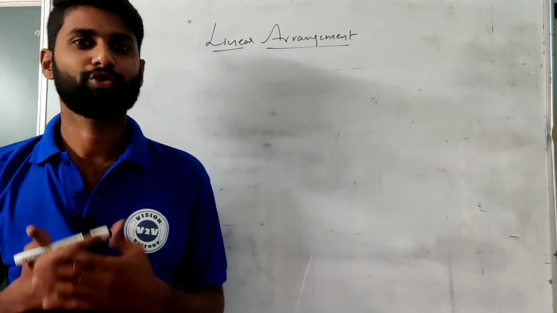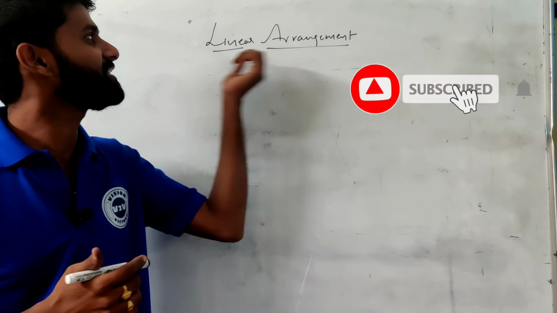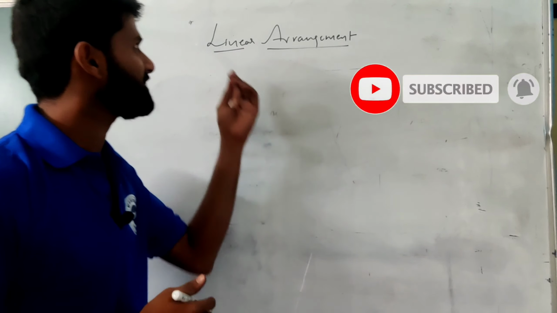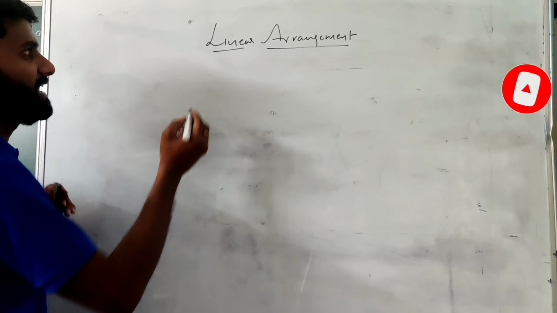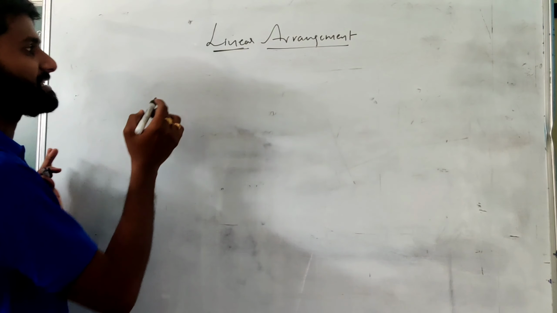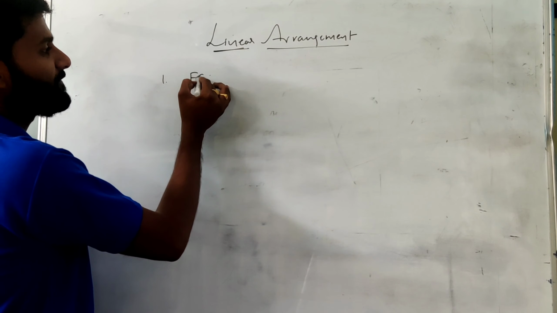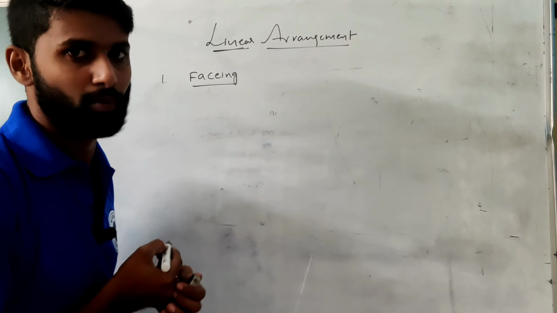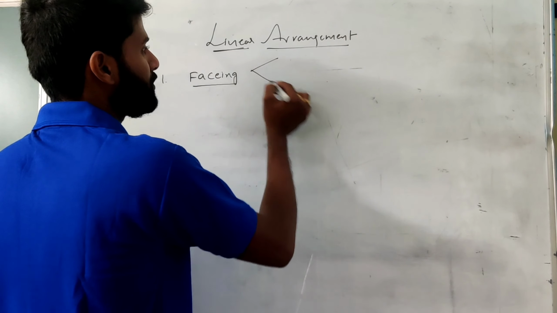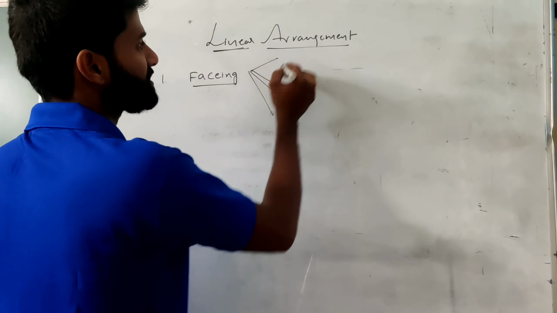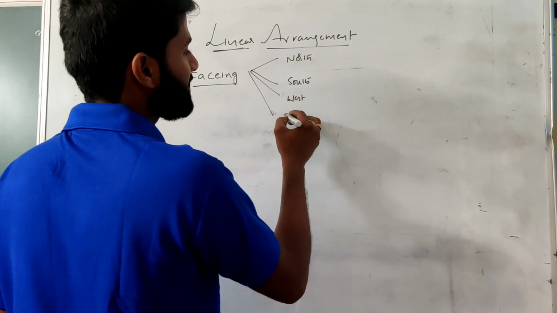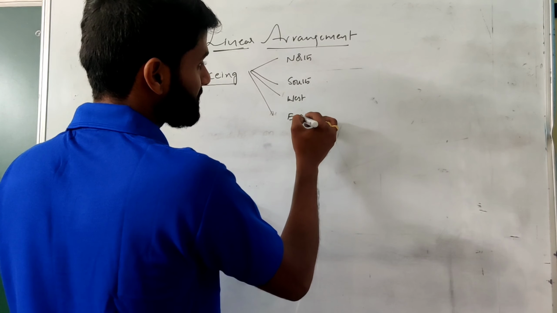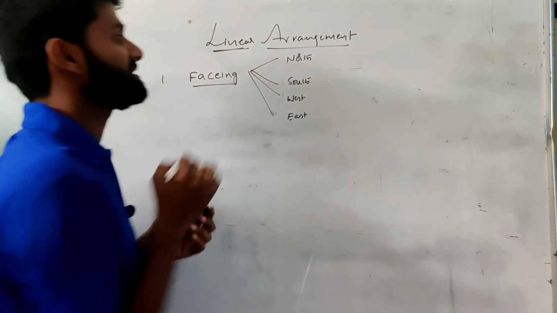Let's go to the topic. Today we'll start a new session related to arrangements. First, we'll go to linear arrangement. If a question is related to linear arrangement, first identify which direction they are facing. Facing is important. We have a chance to see persons sitting in four facings: north, south, west, and east. Clear? These are the four directions we can see.